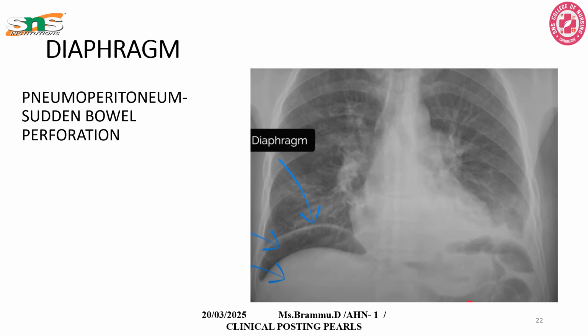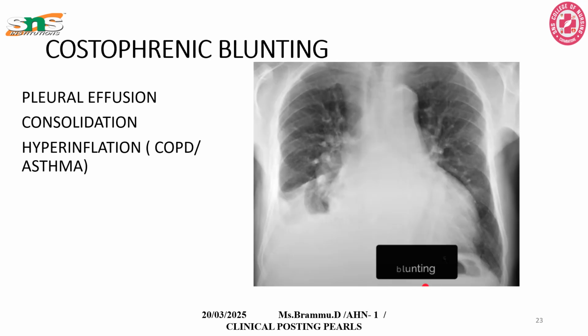And this finding is actually abnormal. As I told you, always the right diaphragm is higher when compared to the left. But in this case, you can see that the diaphragm is very pictured out, and there is a space between the diaphragm and the liver, which suggests that there might be a sudden perforation in the bowel. As well, you can see the gastric bubbles being distended just above the costophrenic angle of the left.